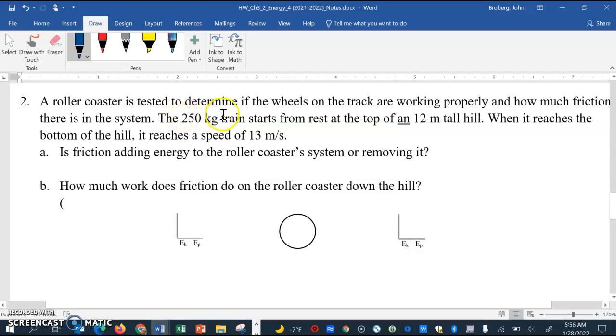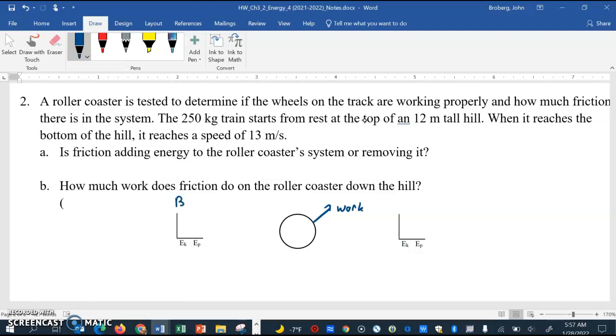The 250 kilogram train, that's the roller coaster itself, starts from rest at the top of a 12-meter tall hill. When it reaches the bottom of the hill, it reaches a speed of 13 meters per second. Is friction adding energy to the roller coaster system or removing it? So friction, if you think of it, it's not actually making it go faster. It's making it slow down. And so it actually removes energy from the system.